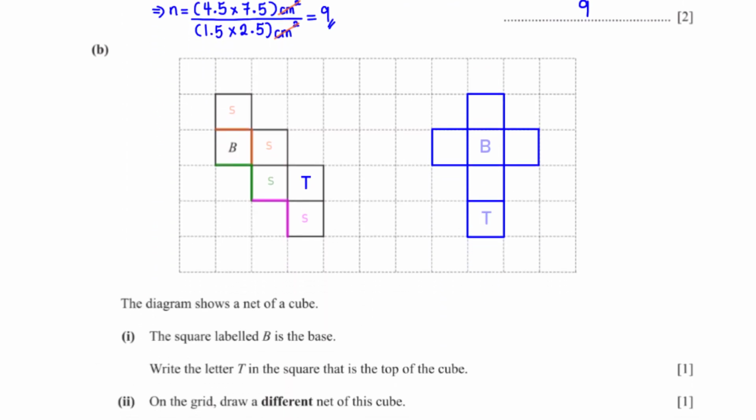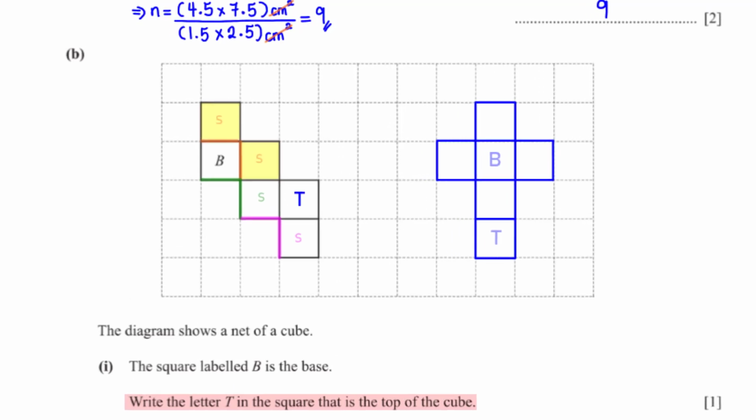The diagram shows a net of a cube. The square labeled B is the base. Write the letter T in the square that is the top of the cube. We know the base would be connected directly to the other four sides of the cube. These two faces share an edge with the base, so they form the side faces of the cube.